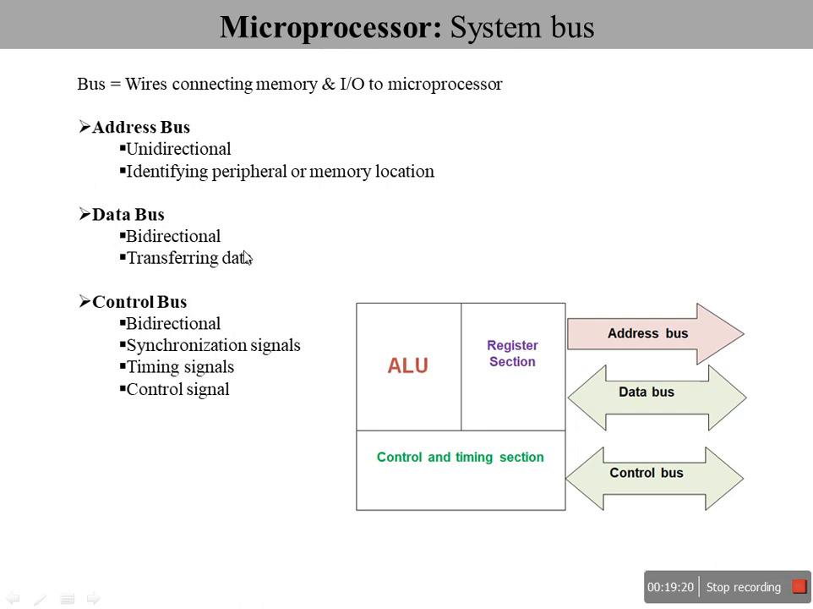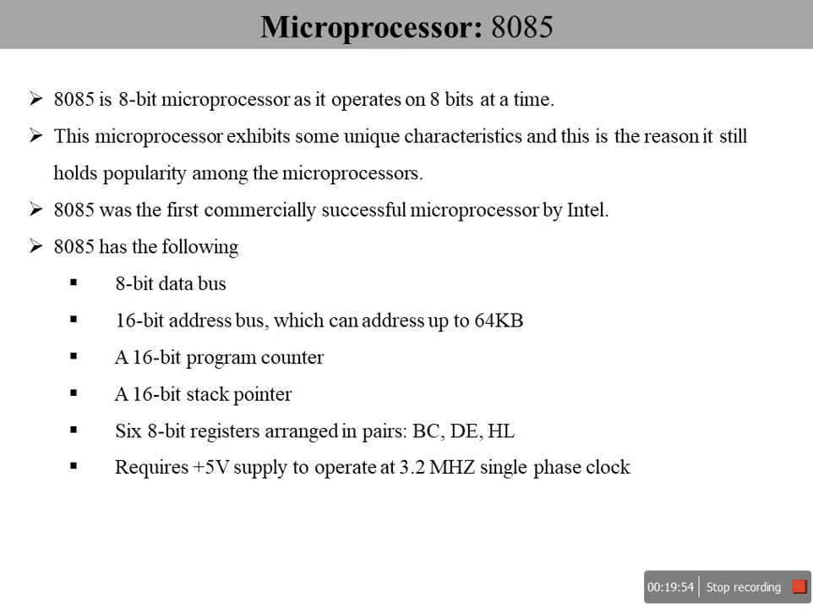They are generally bidirectional and are meant to transfer the data, right? Next, a very important part of a microprocessor is the control bus, right? Control buses are bidirectional. They are used to control internal and external operations of a microprocessor. Then control buses handle synchronization of signals. This is their functionality. They generate timing signals and control signals. So using control signals, timing signals and synchronization signals, we are able to have appropriate operation of a microprocessor.